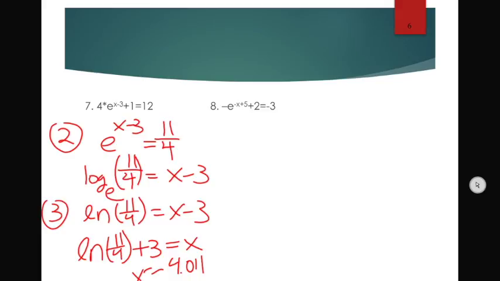Okay, try number 8 on your own. Pause it, see if you do the same thing, come back after you've solved it out, and then you'll be all set.